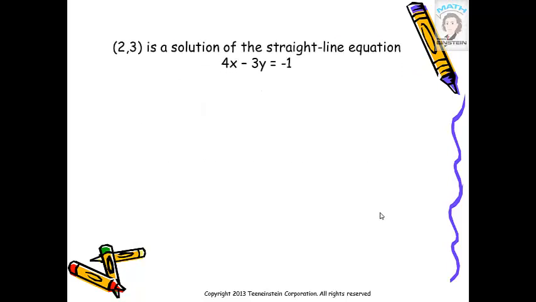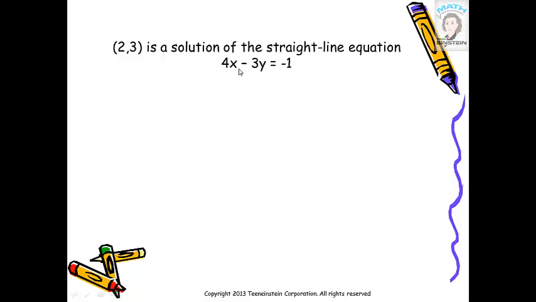The point (2, 3) is a solution of the straight line equation. I can call (2, 3) a solution of this equation because when you substitute x equal to 2, y equal to 3, you get 8 minus 9 equal to minus 1. So that means this point lies on this straight line. So this straight line is passing through the point (2, 3), or I can say (2, 3) is one of the solutions of this equation.